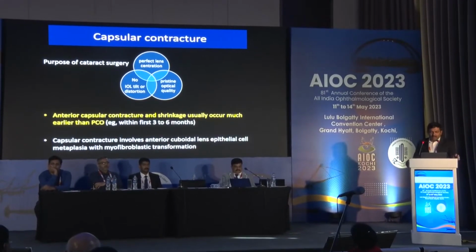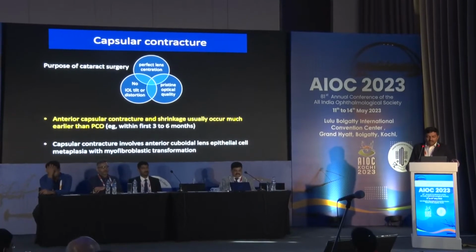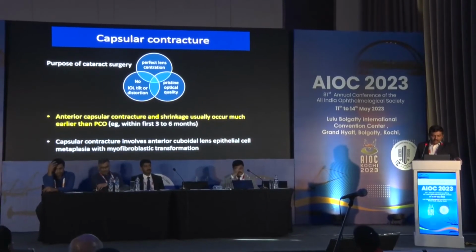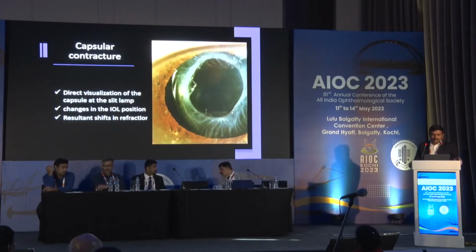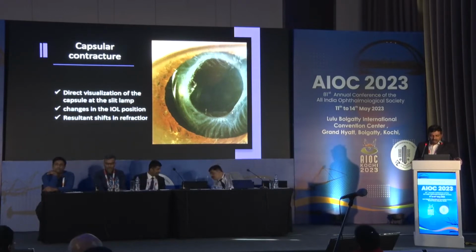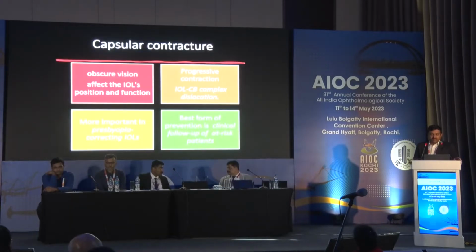See, anterior capsular contracture and shrinkage usually occurs much earlier than the PCO. The capsular contracture basically occurs because of the anterior cuboidal lens epithelial cell metaplasia, which causes fibrosis and the contracture. So, how to diagnose a capsular contracture? One, by examining under direct visualization under slit lamp. Look for any change in the IOL positioning and any resultant refractive shift post cataract surgery. One should suspect a capsular contracture.